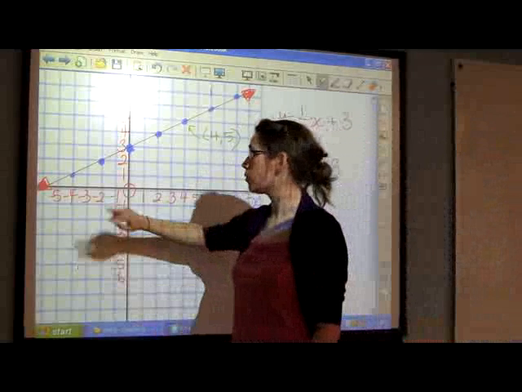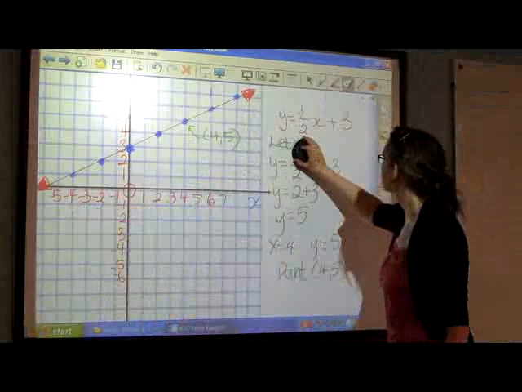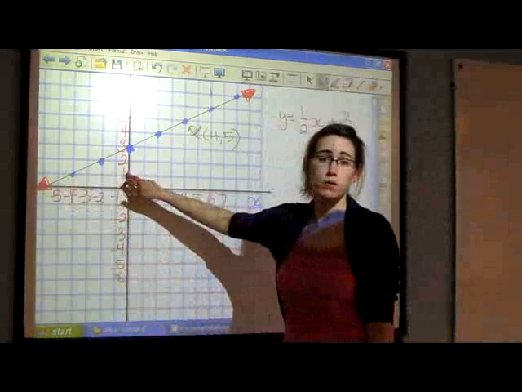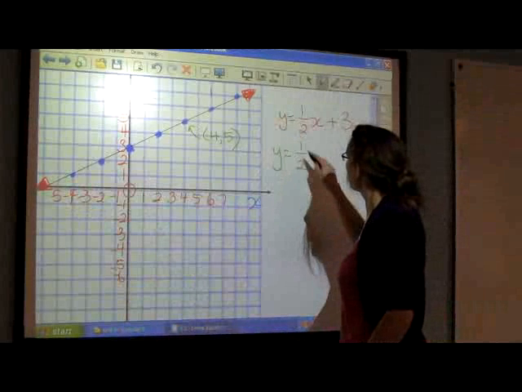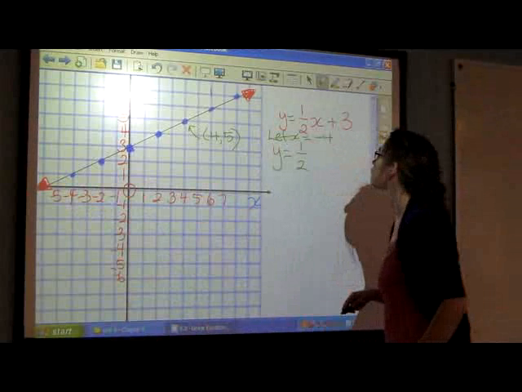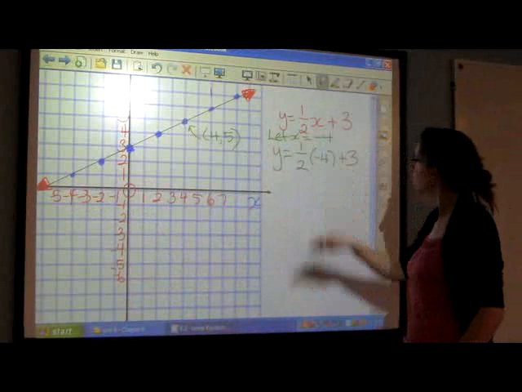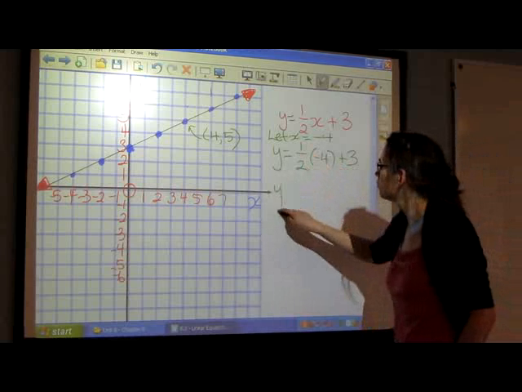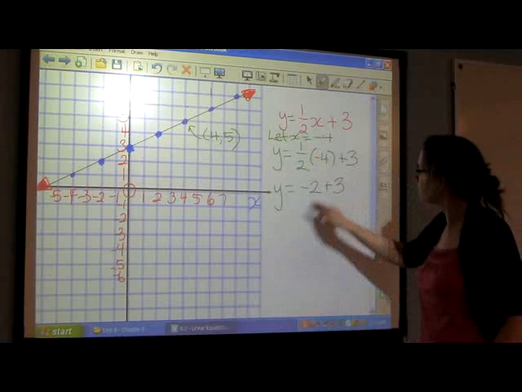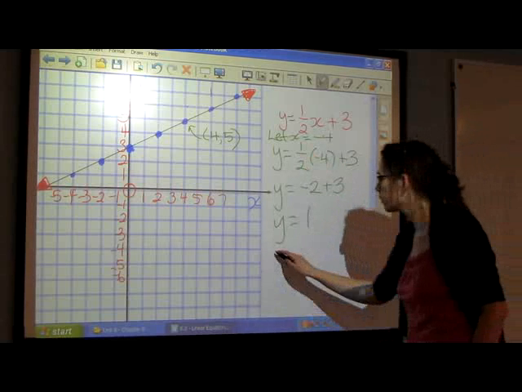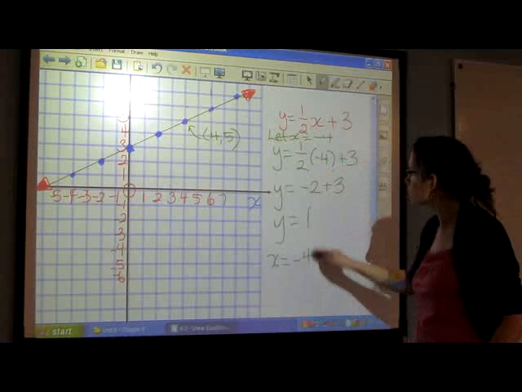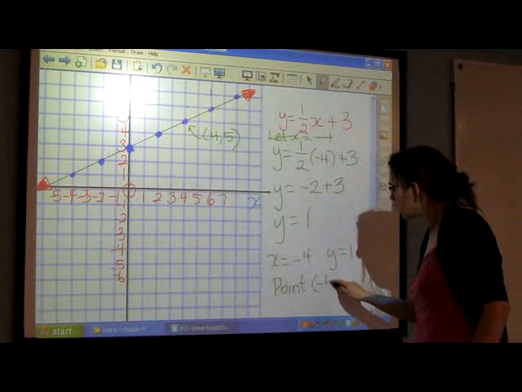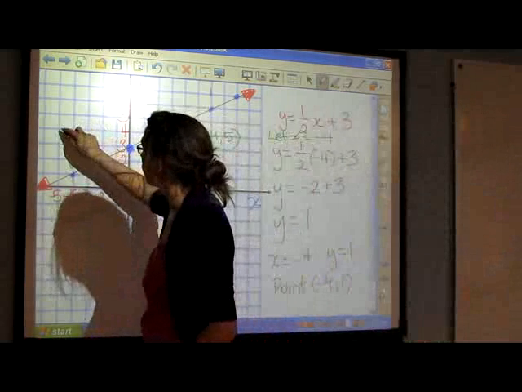Let's just check something on the negative side. Let's see what happens if x is equal to negative 4. If x is equal to negative 4, what we should expect to get as our answer is that y is going to be positive 1. I'm going to say let x equal negative 4. So 1/2 times negative 4 plus 3. Well, 1/2 times negative 4 is saying the same thing as negative 4 times 1 divided by 2, which is negative 2. We have our plus 3. Negative 2 plus 3 gives us positive 1. So if x is equal to negative 4, the x value that we chose up here, y equals 1. And so our point is negative 4 and 1, which is exactly this point right here.